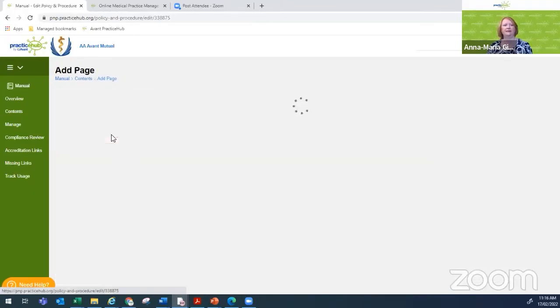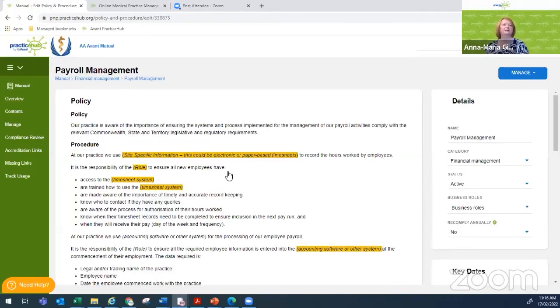Okay. And our last one is around payroll management. Now, I do see we have a question here. Do the policies take into account if you have cloud-based accounting systems? I tend to think that essentially, you would customize these policies to reflect the system that you use.